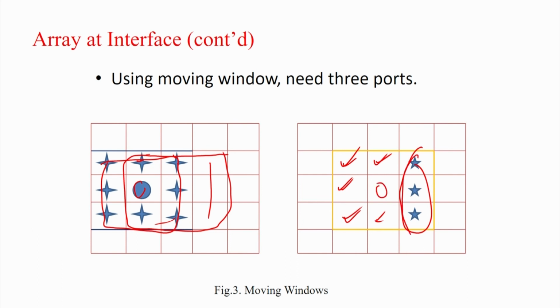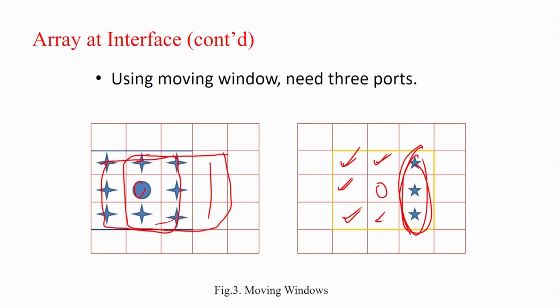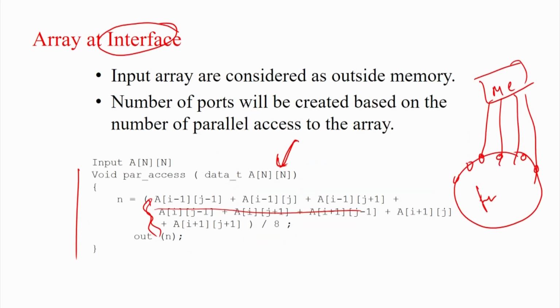So that you do not have to create 8 ports; 3 ports are sufficient, because in every iteration you are going to access 3 new data. Instead of 8, you only read 3. That is something you should always be careful about. The summary is that when you have an array at the interface, you should always try to minimize the accesses, so that it creates fewer ports.